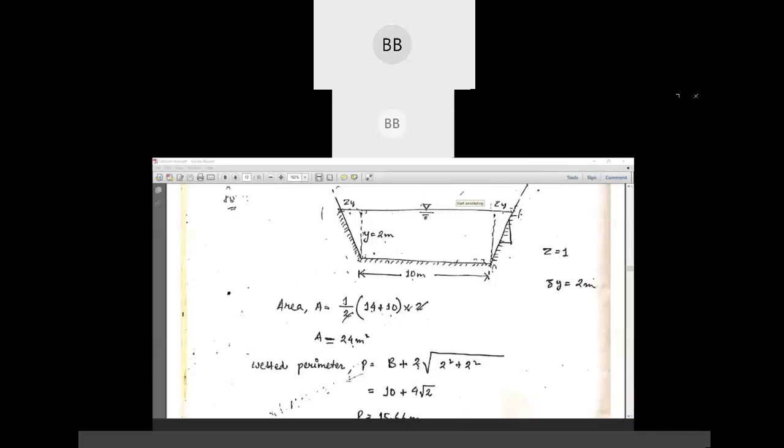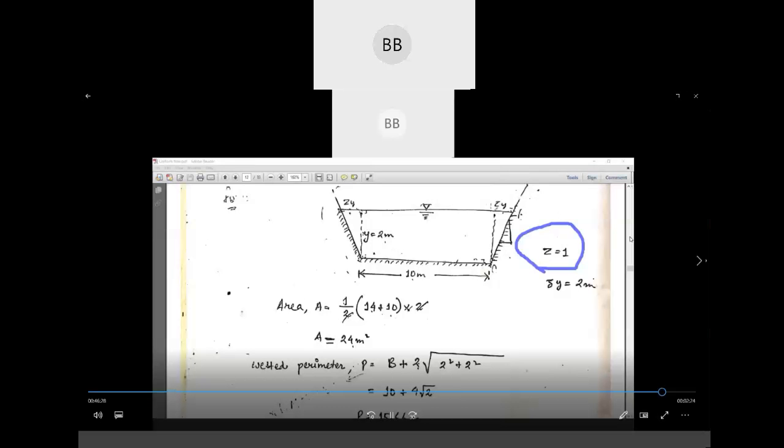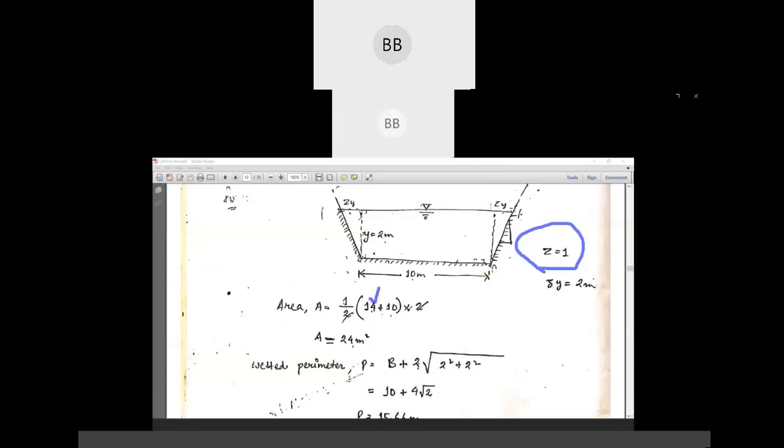As I have already told you, if it is 1:1, our z is equal to 1. If z is equal to 1, y value is given 2 meter. So that is why 2 plus 10 plus 2, that is your 14. Very simple to calculate. Here y is 2 meter multiplied by 1, that is 2 meter. 2 plus 10 meter plus 2 meter, then you can directly write 14 meter, your top width. Whenever you have a side slope of 1:1, it's very simple to calculate top width.